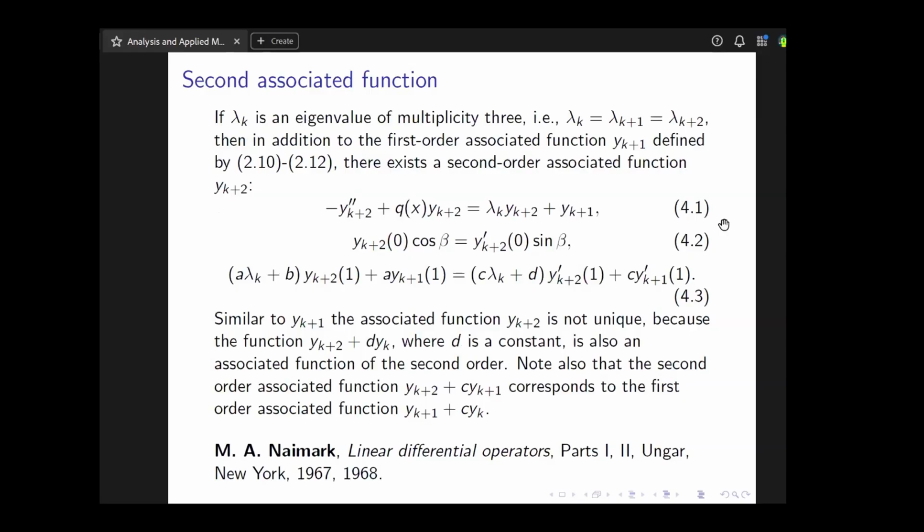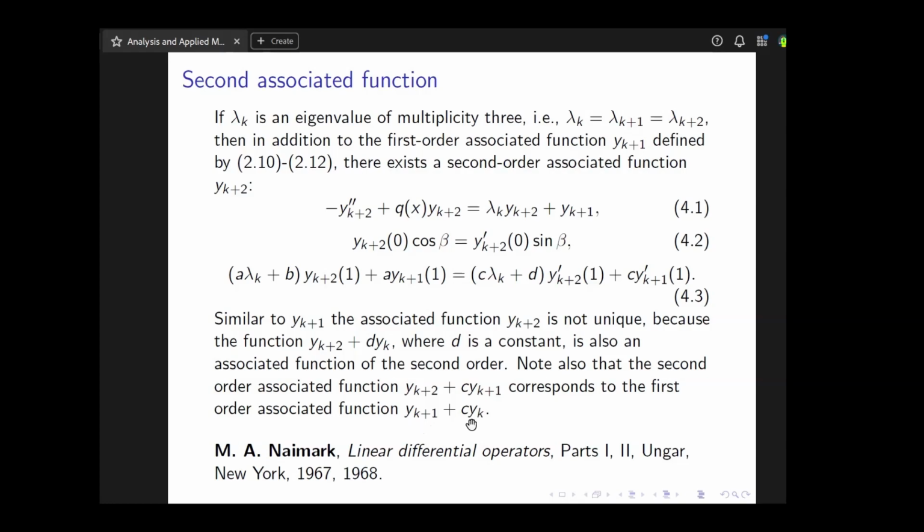Again, we use Neymark's definition for the second associated function. It comes from that book. We again note that, as you can see from this definition, the second associated function is determined using the first associated function, which was already defined before. It is important to note that yk plus 2 is not unique. There are many of them. If yk plus 2 is a second order associated function, and you add d multiplied by yk, the eigenfunction, you again get a second associated function.